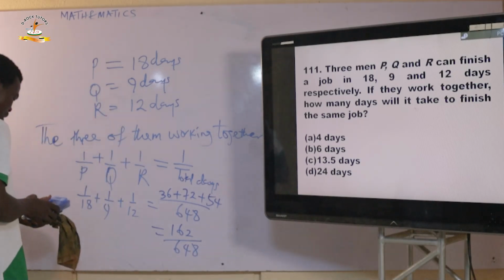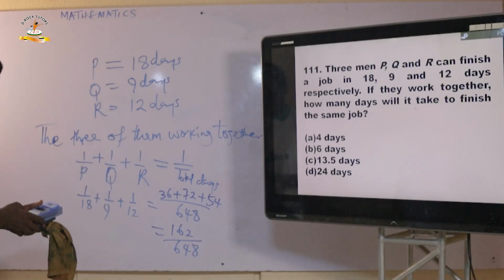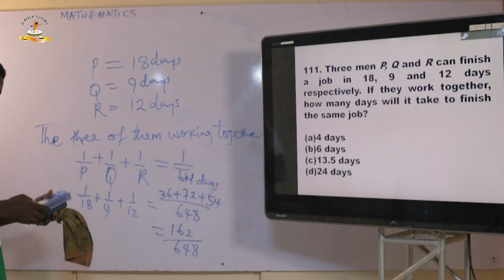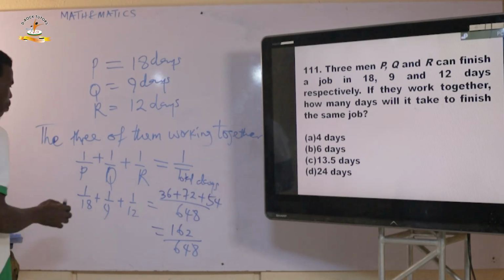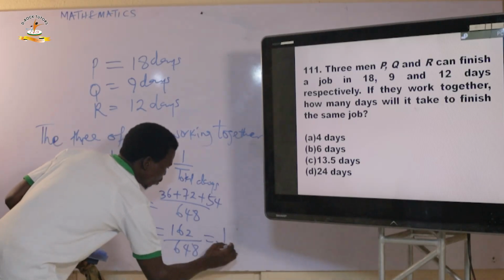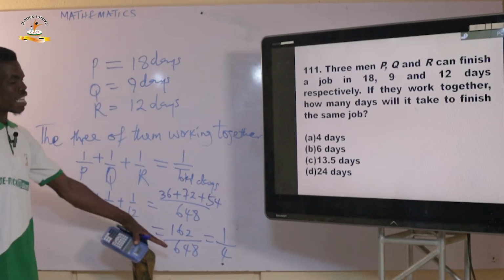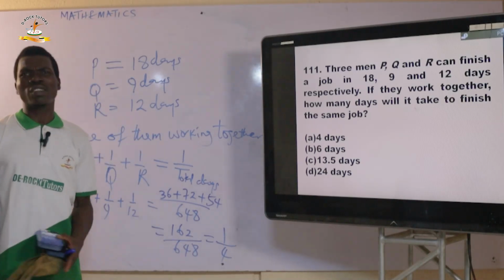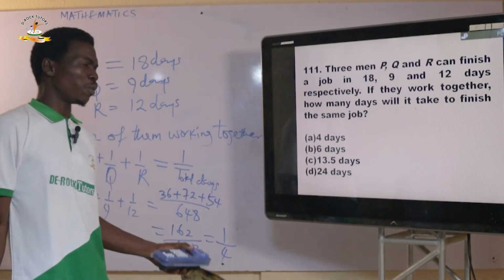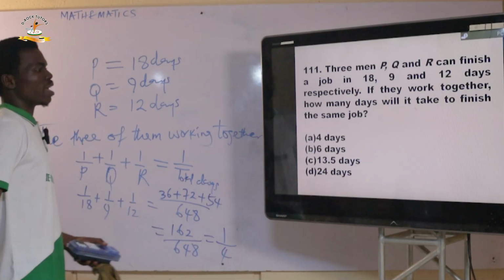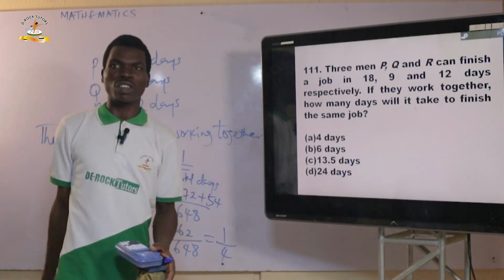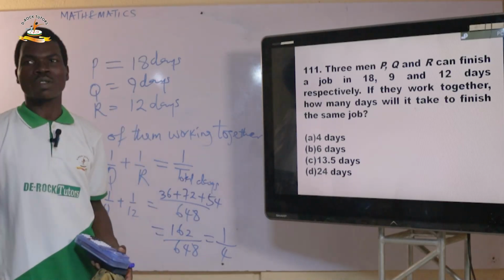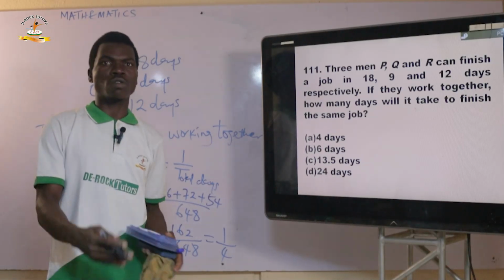648. And 648 divided by 162 is simply going to be equal to what? 1/4. So it means it will take the three of them 4 days to just complete the work. As simple as that. So the answer there is going to be what? A, which is 4 days for P, Q and R to finish the same job when they work together.